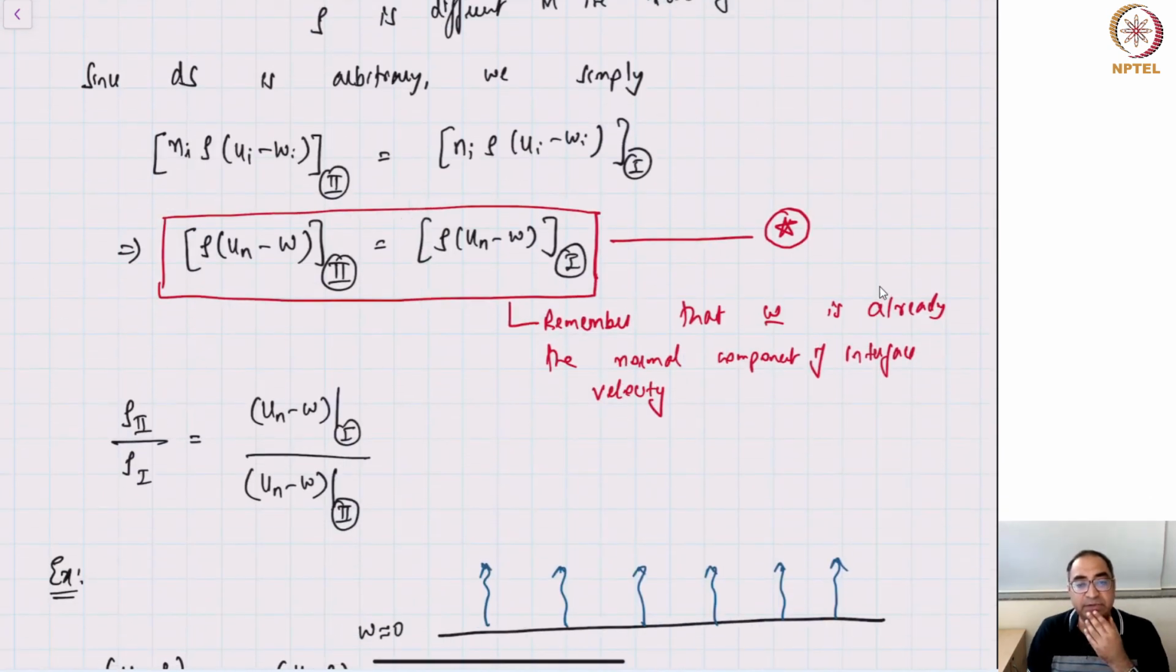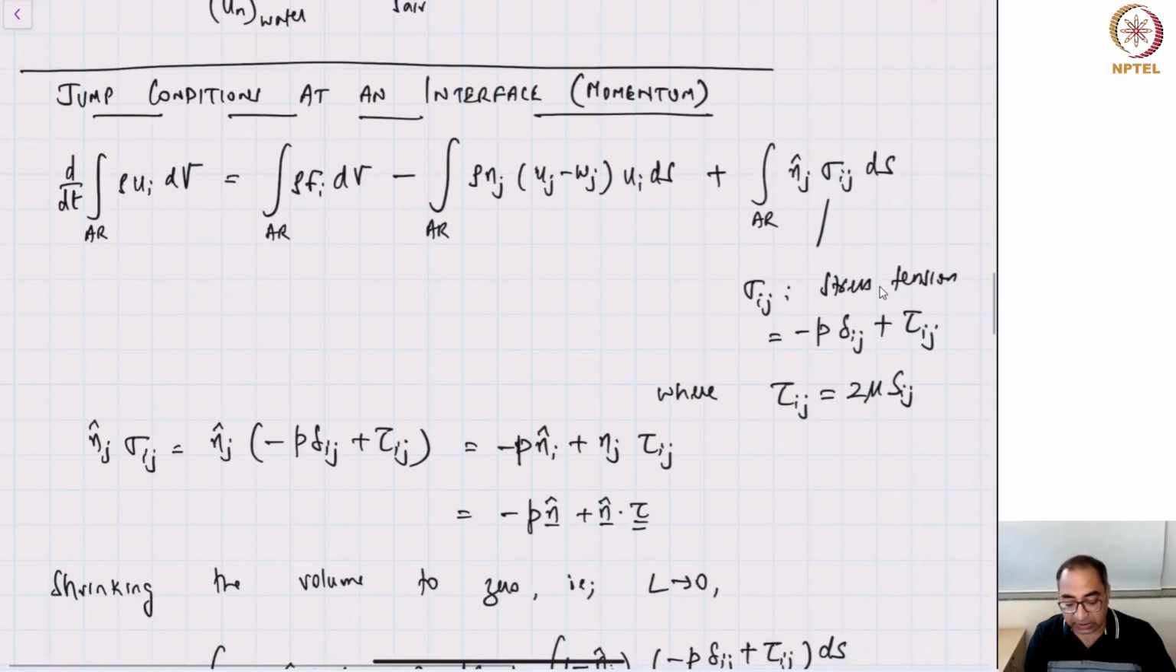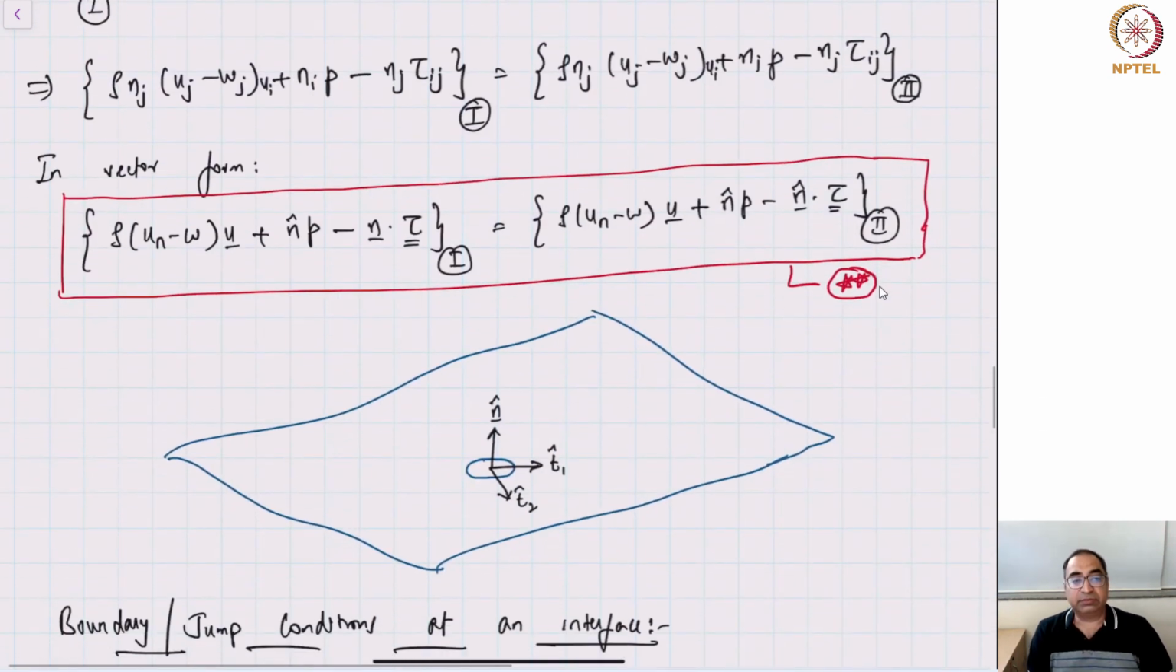The first jump condition that we derived is that the normal component of the velocity multiplied by the density is continuous. So rho times (un minus w) is continuous. If the interface itself is not moving, then rho times un is continuous across the interface. Then we derived the jump conditions at the interface starting from the momentum equation. Because momentum is a vector, the jump condition also turns out to be a vector, so it is convenient to think in terms of individual components: a normal component and a tangential component.